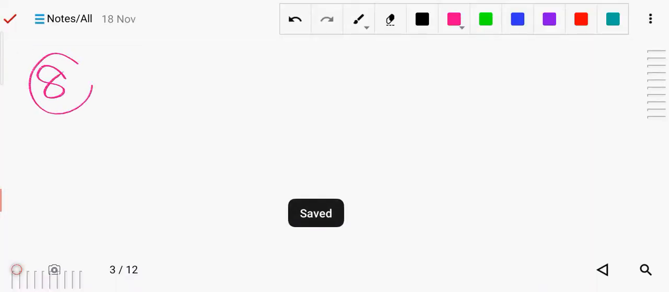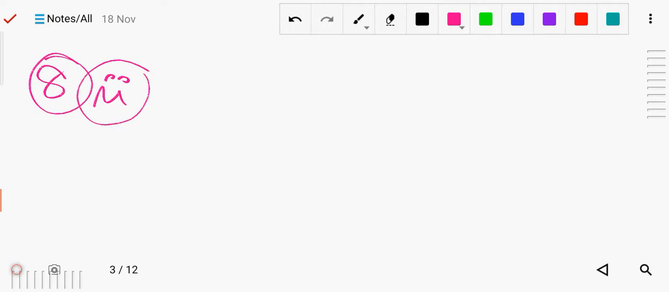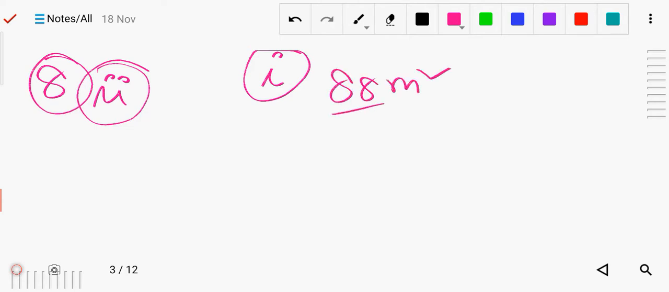Question number 2. In question number 1, what is the answer we got? The area we got is 88 meter square. This will be used here in question number 2. So let's see this question number 2. First of all, the area of window and door we have to find.